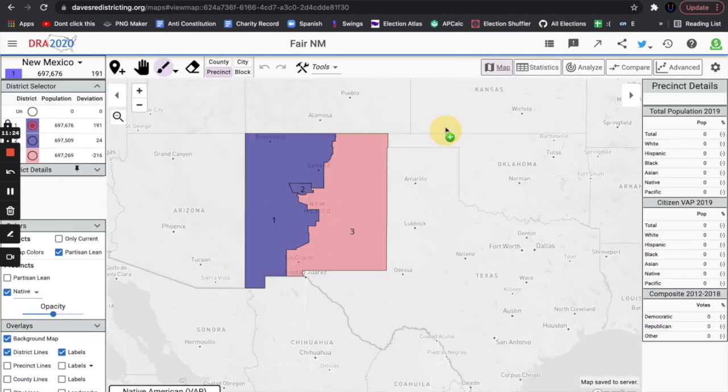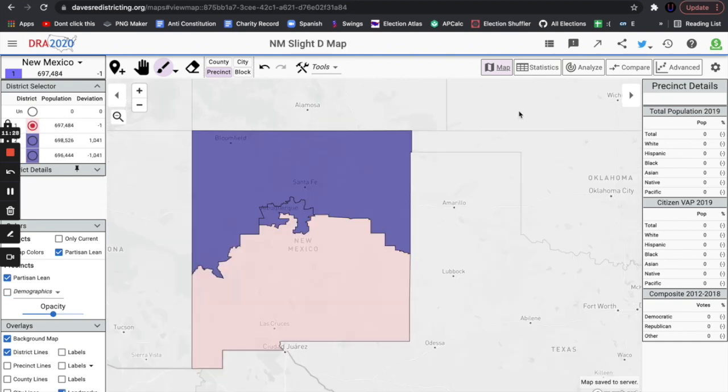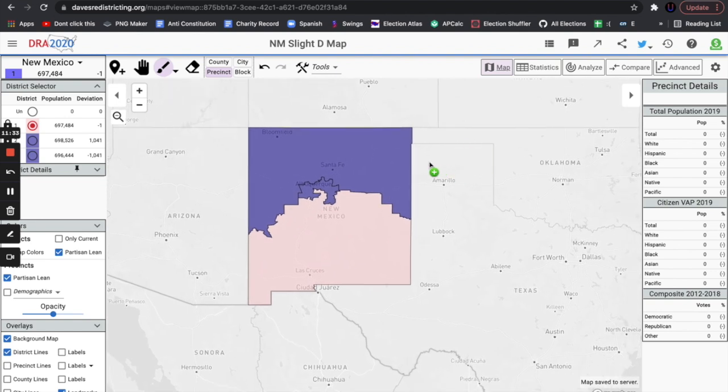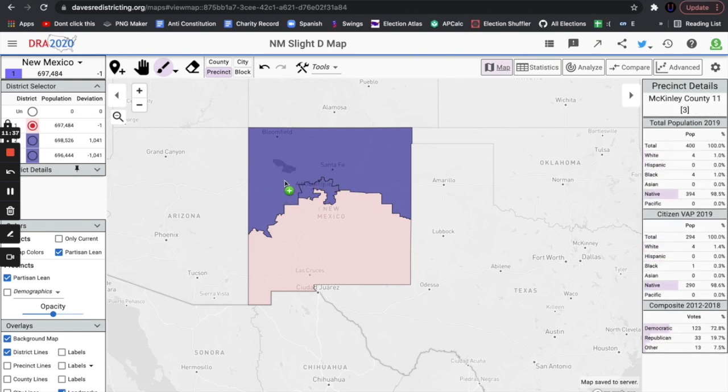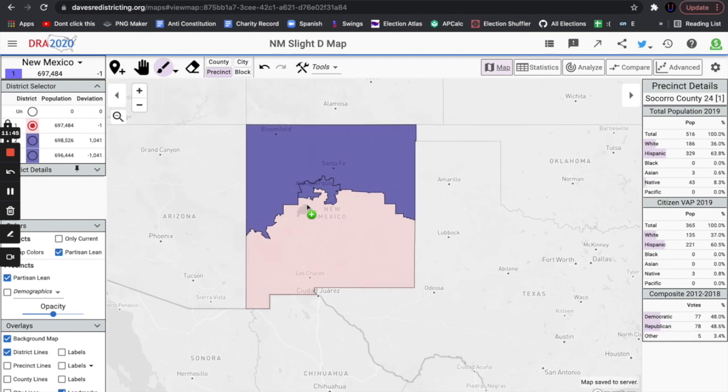Now, the final map is another map that the Democrats could make that I talked about on Twitter. Essentially, if they want to be really safe, they can make a toss-up district while having 2 safe seats for themselves. Statistically, as you can see here, all districts are majority-minority. There is only a 0.3 population deviation, so it follows the VRA.